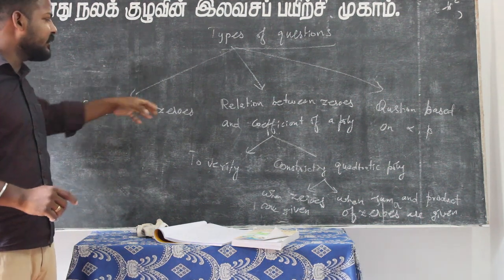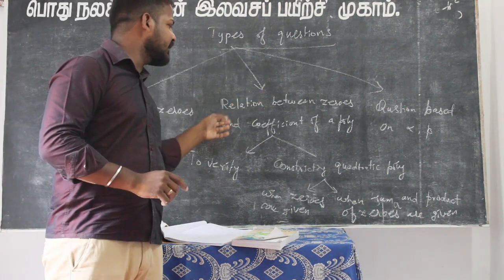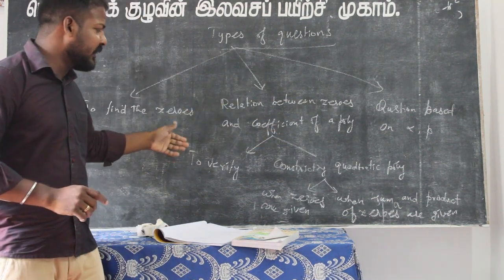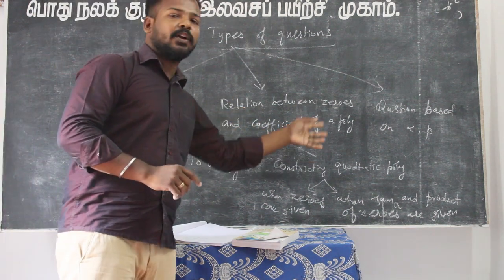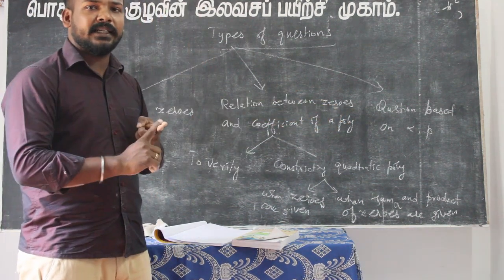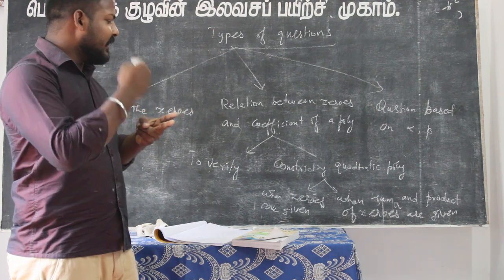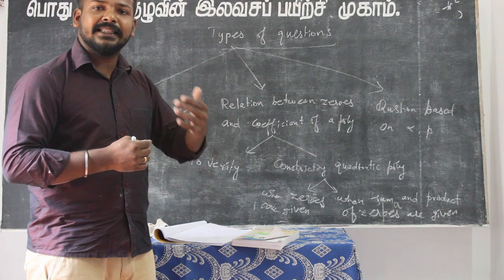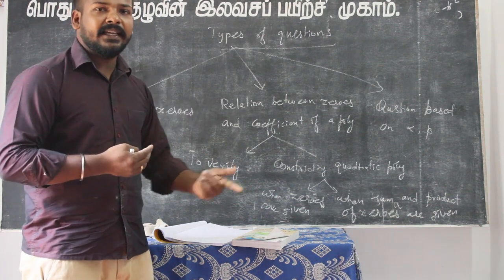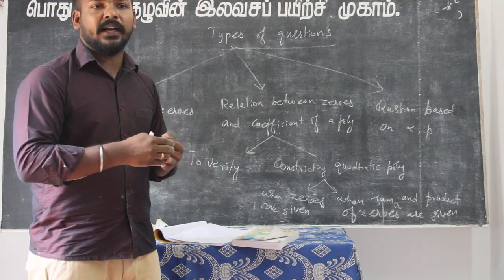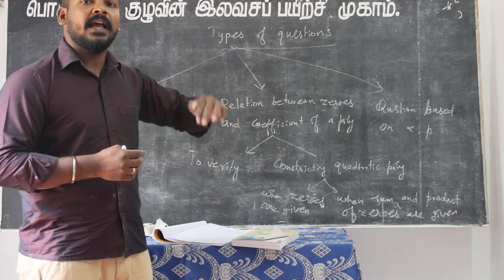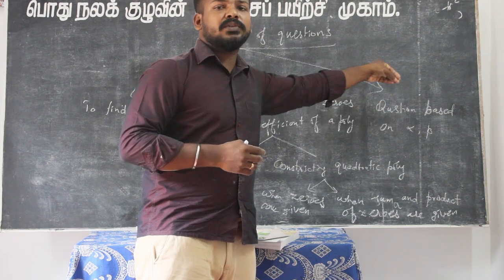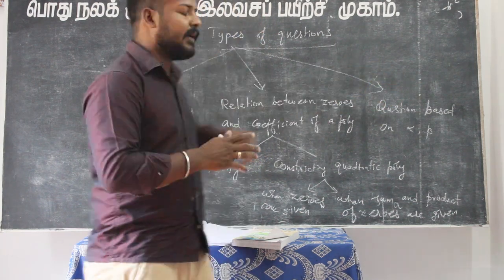First one is to find the zeros. Second one is relation between zeros and coefficients of a polynomial. That one you can split. First one is a direct question to verify. Second one, construct a quadratic polynomial, which is based on two things. First one is they will directly give the zeros of the polynomial, that is nothing but your alpha and beta. Second case is they give sum and product, that is nothing but your alpha plus beta and alpha into beta. That is the question based on the zeros of the polynomial alpha and beta.